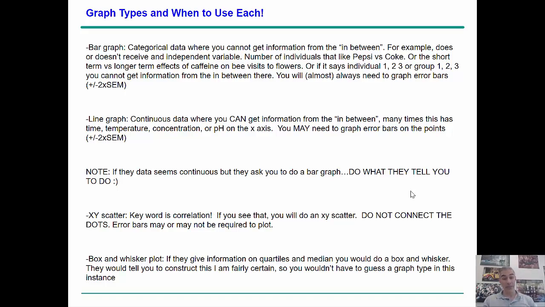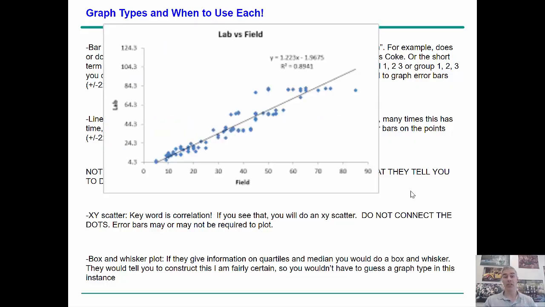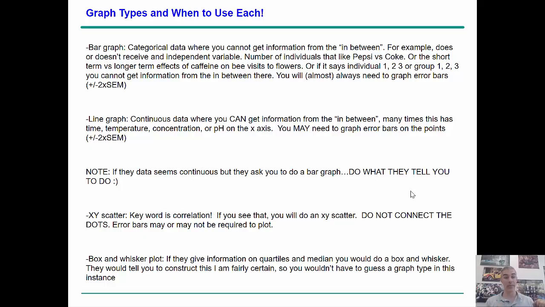Then there's the XY scatter. The keyword there is correlation. You're looking for the word correlation in the prompt. If you see that, you will be doing the XY scatter. Do not connect the dots in an XY scatter because they're just random points. They're not related to each other. This person with a BMI of this and a blood pressure of this is not related to this person with a BMI of this and a blood pressure of this. So I wouldn't connect the line between them. I don't get information from that. Remember, those are looking for correlations. They're looking for relationships between two variables.